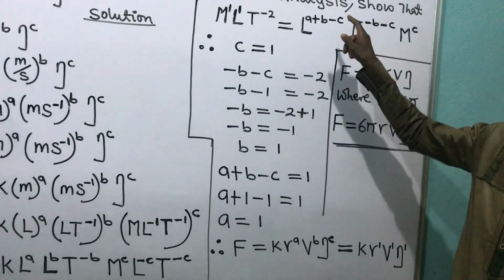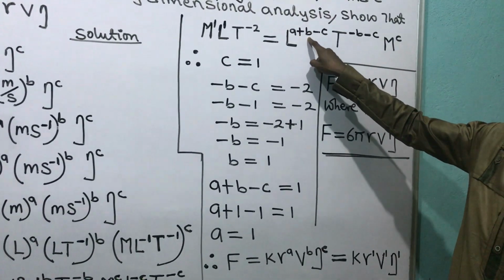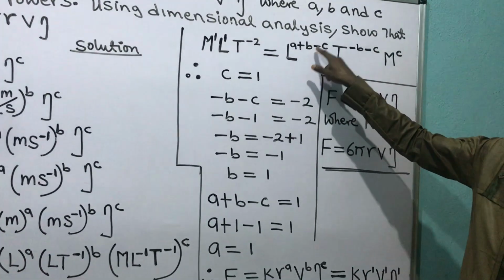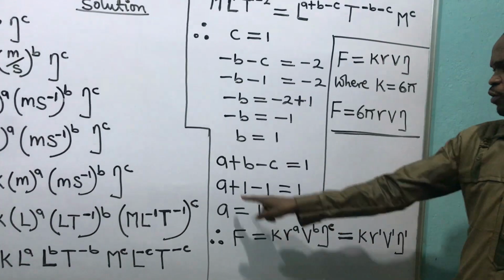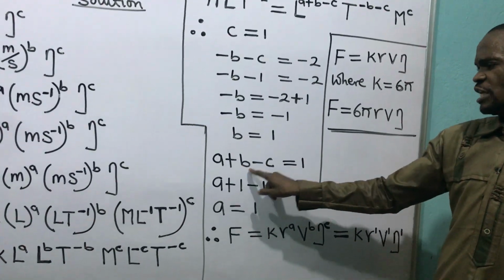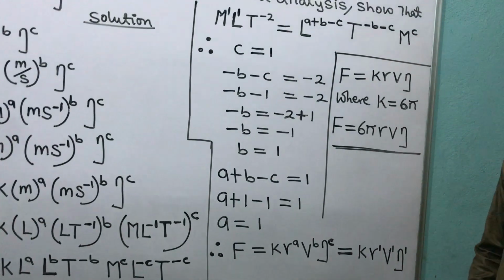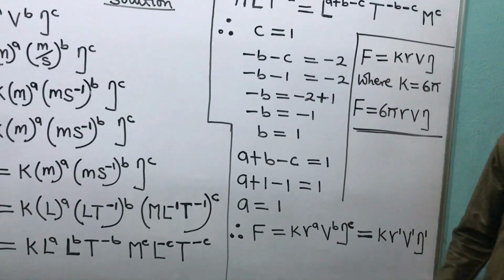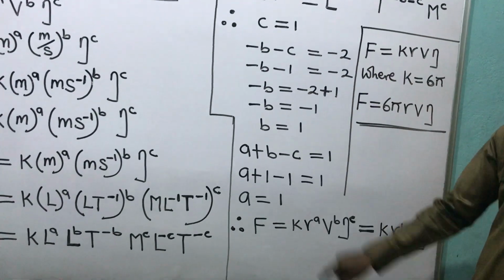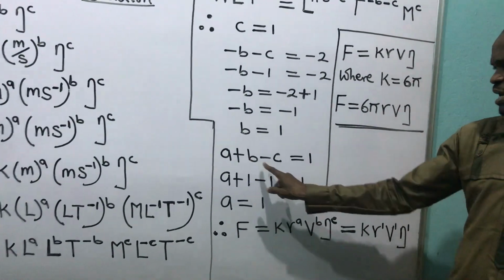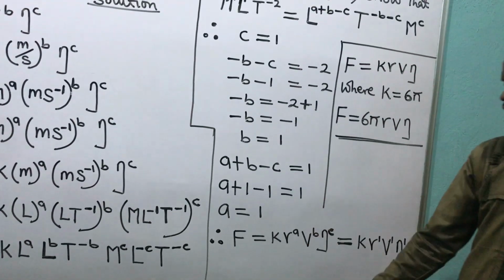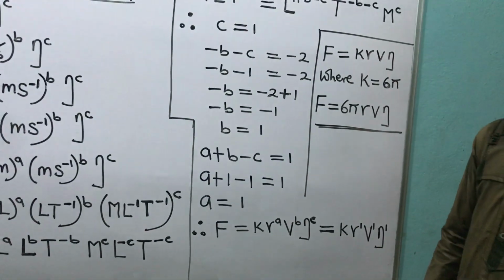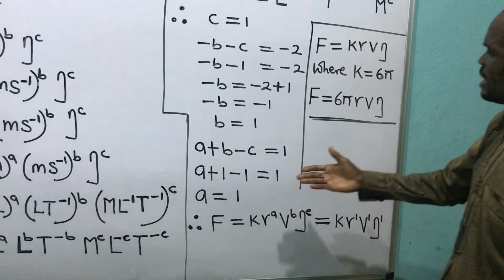Then I come over here, and I say A plus B minus C is equal to 1. And that's what we did here. But I know B to be 1, and I know C to be 1 as well. Then I will substitute 1 for B here, and 1 for C here, and this will become 0. That shows me that A is equal to 1. Then I have obtained the values of A, B, C.